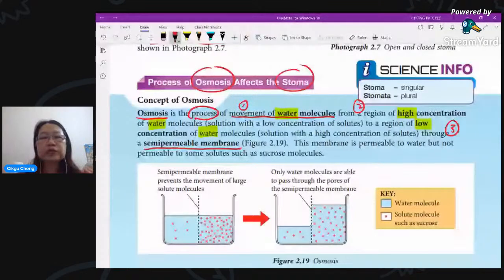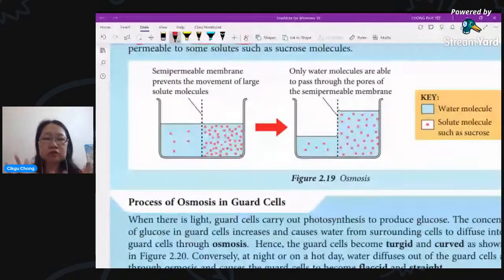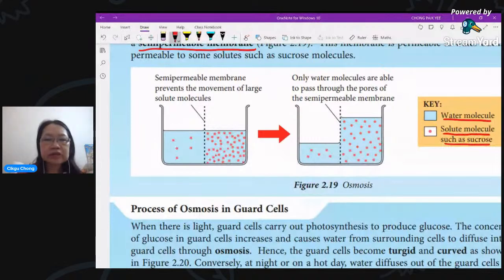Now we look at an example. If you see here, I have a beaker in which I put two different solutions. The blue color is referring to water, and the solute, I put sugar. Sucrose is a type of sugar. That means I have two types of solution. One is a high sugar solution, very sweet, a lot of sugar. The other one is less sugar. And then I separate them using a membrane.